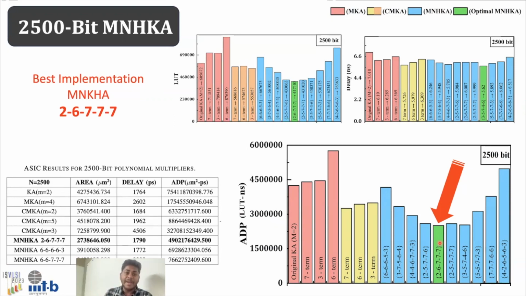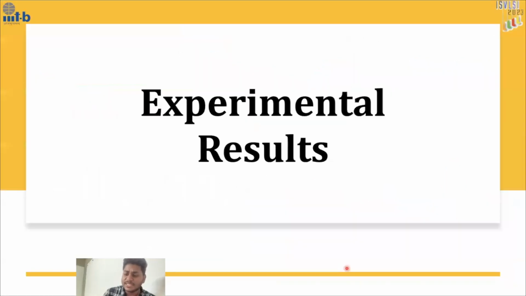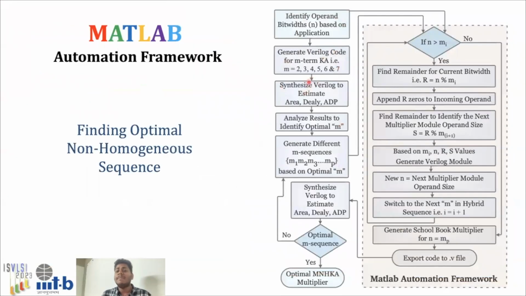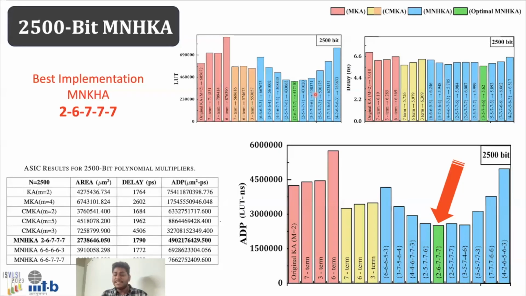For 2500 bit, it turns out the best implementation of MNHK is 26777. This sequence contains more sevens. That is because the best possible implementation of CMK is 7-term. As we discussed previously, we are doing the CMK multiplier initially just to identify the best one. Since this sequence contains more sevens, if we start searching from these sevens, there is a high tendency that we will converge fast.